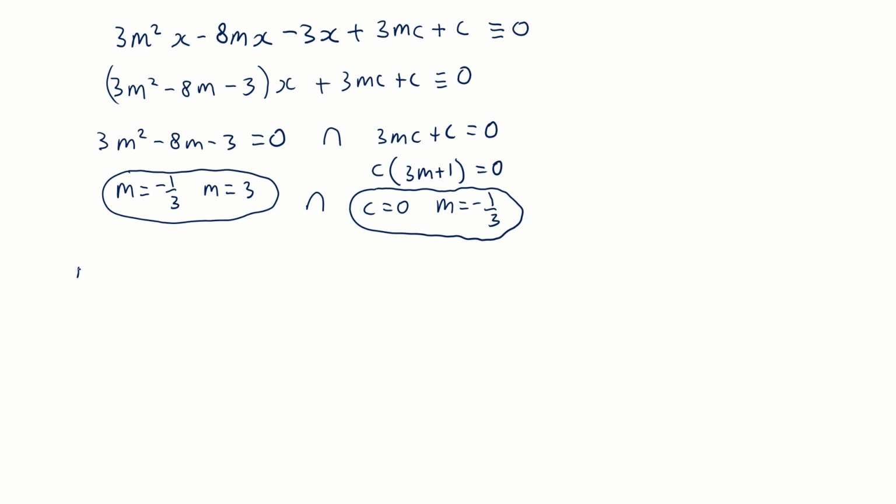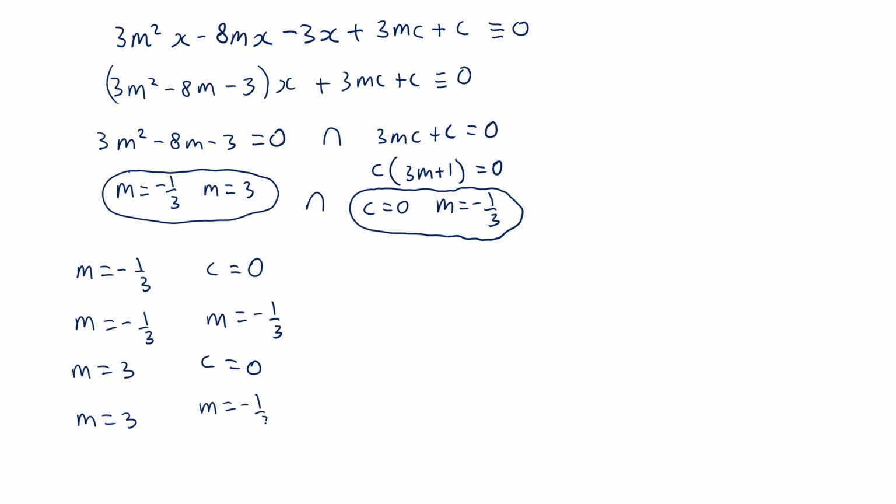Let's consider them all. We've got m equals minus 1/3 going with c equals 0. We've got m equals minus 1/3 being combined with m equals minus 1/3. Strange. Then we've got m equals 3 with c equals 0. And then we've lastly got m equals 3 with m equals minus 1/3 chosen from the right. I know there's an m equals minus 1/3 on the left-hand side, but you're only ever picking one thing from the left, one thing from the right, and it just so happens there's another m equals minus 1/3 on the right as well.